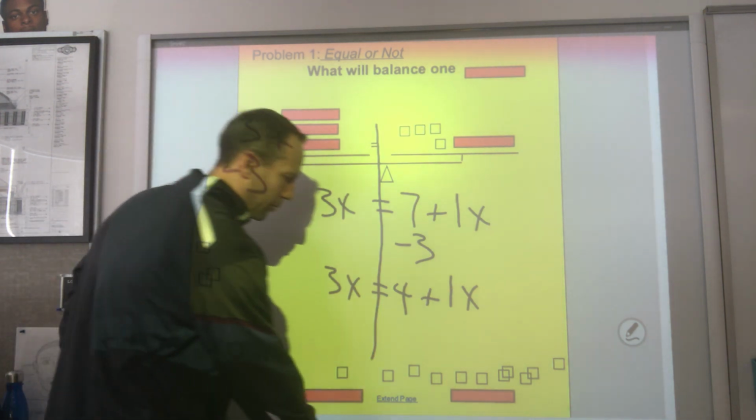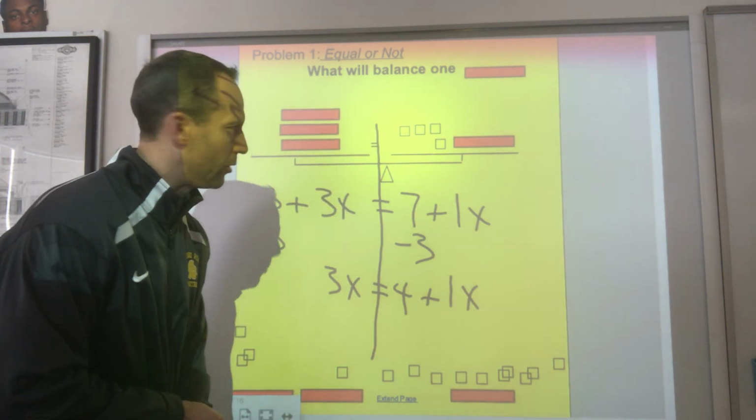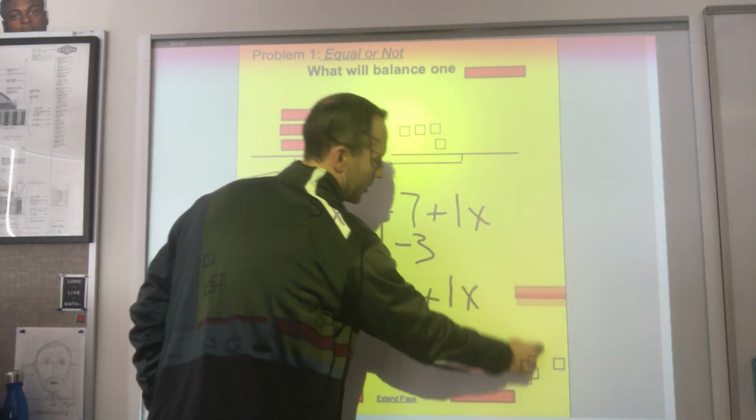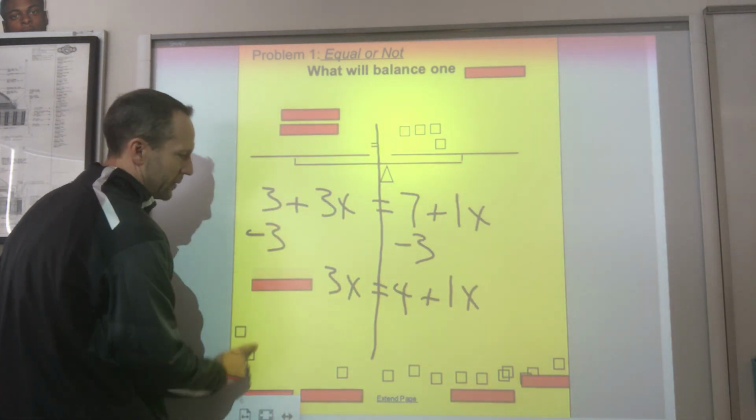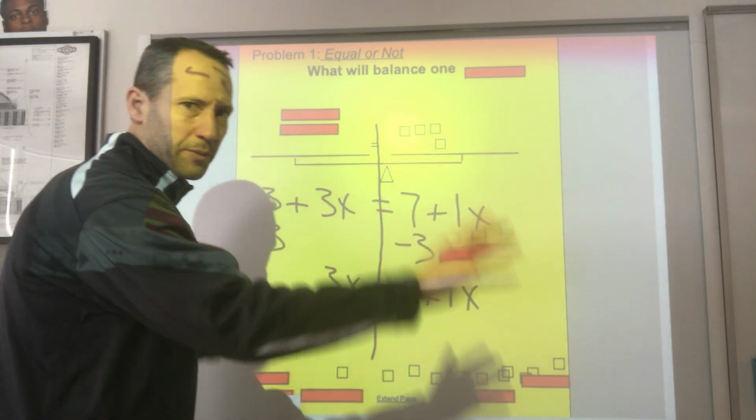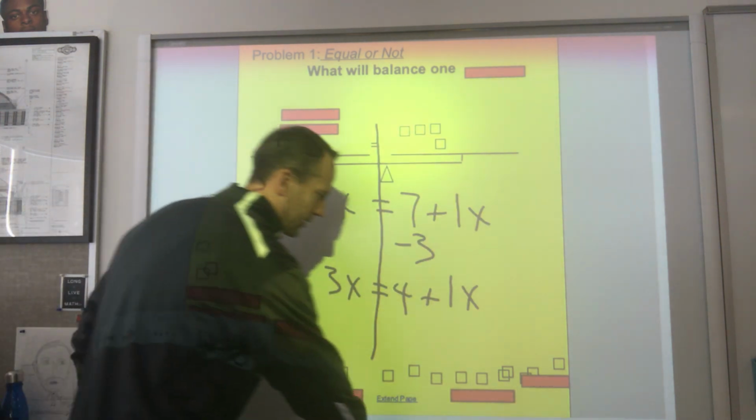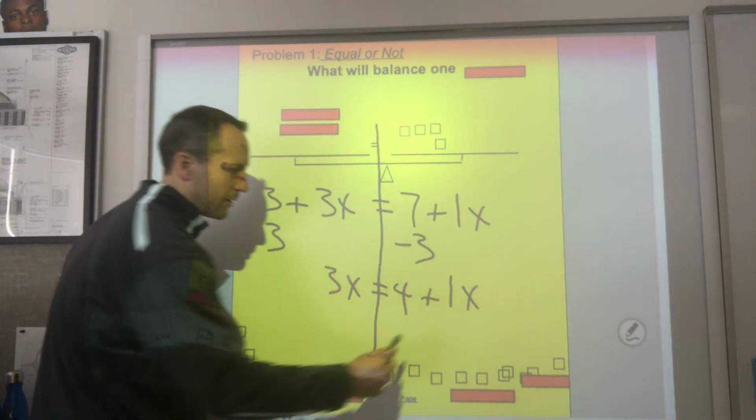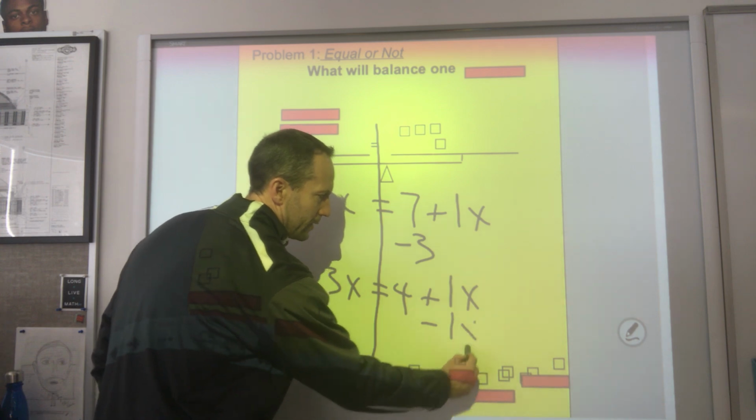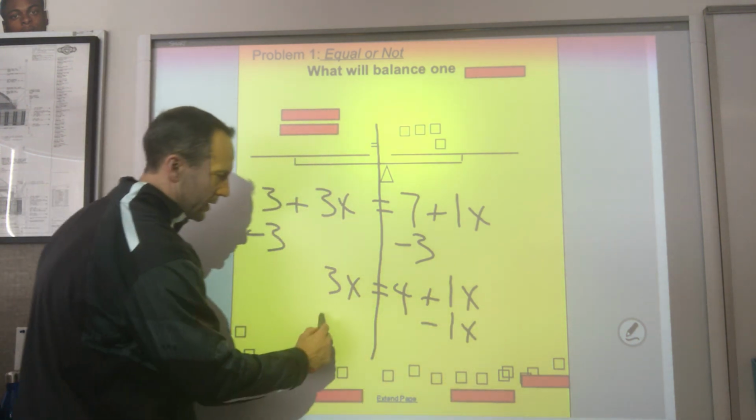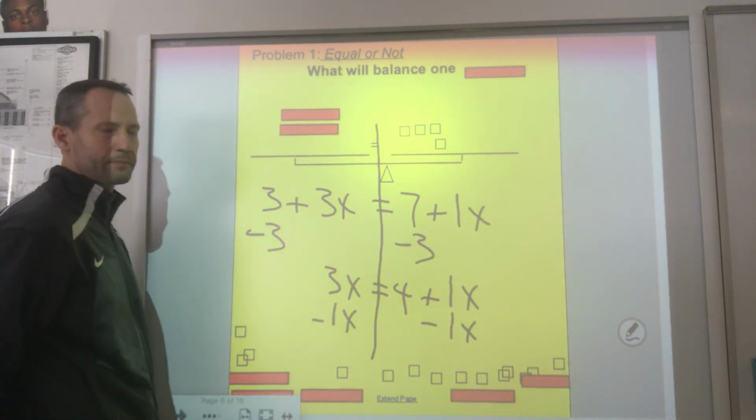So now we go back to what we did with the model. Remember that student said, hey, I'm going to remove 1 rectangle from each side. And as long as I do it to both sides, I remain balanced, I can do that. So what does that mean in math? Here's what we just did. We took away 1 rectangle, or 1x, and I did it to both sides.